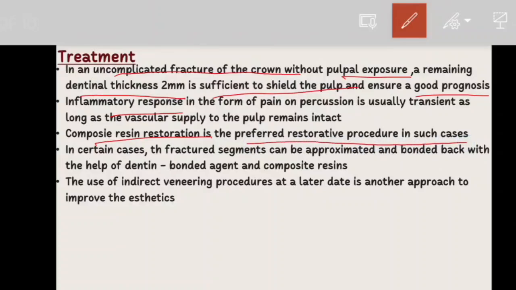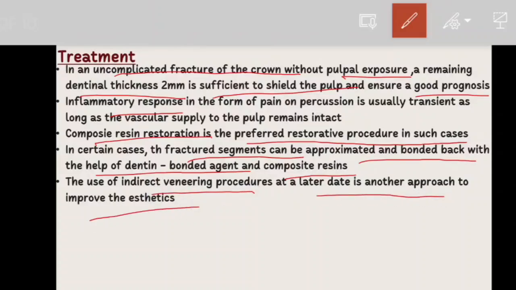Now in certain cases the fracture segments can be approximated and bonded back with the help of a dentine bonding agent and composite resin, and the use of indirect veneer procedure at a later date is another approach to improve the aesthetics. So treatment includes composite resin restoration, minimum 2 mm dentine thickness protects the pulp, fragment bonding if possible, and veneers later for aesthetics.